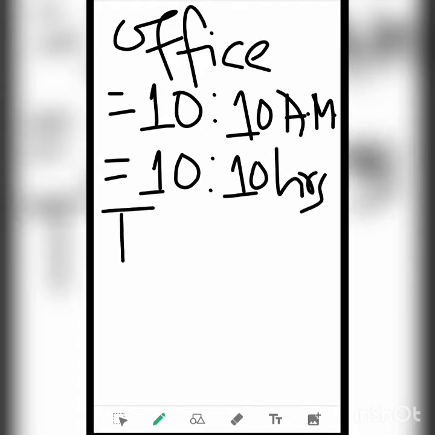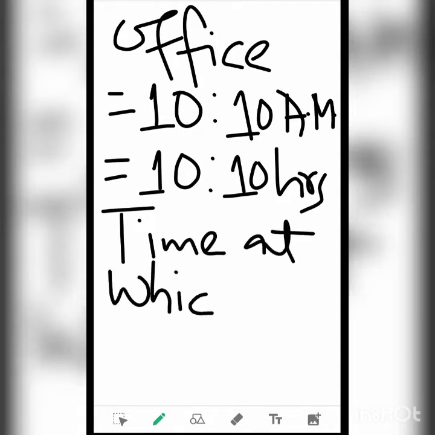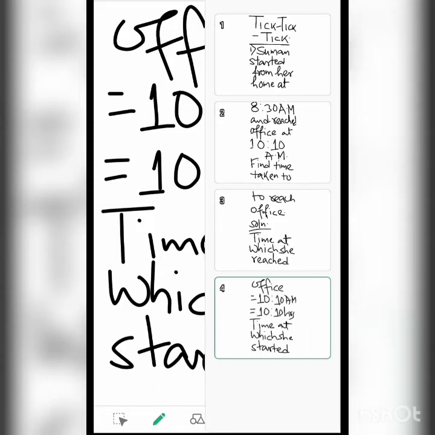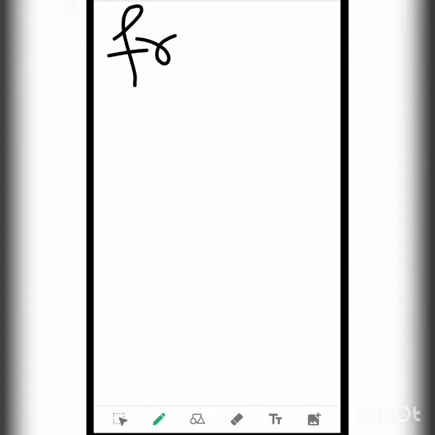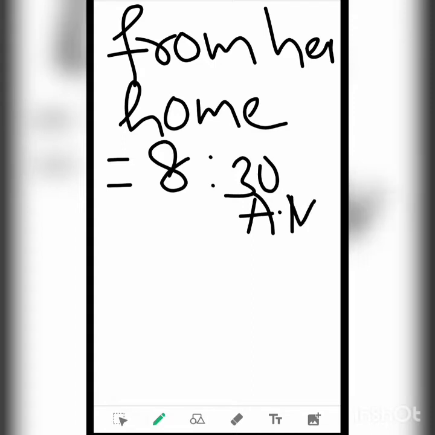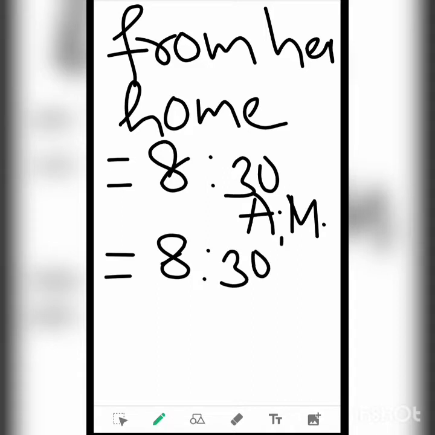Next we write the time at which she started from her home. Now we take it as 8:30 a.m. and whenever we change it to hours in 24-hour format, we write it as 8:30 hours. No change in value.